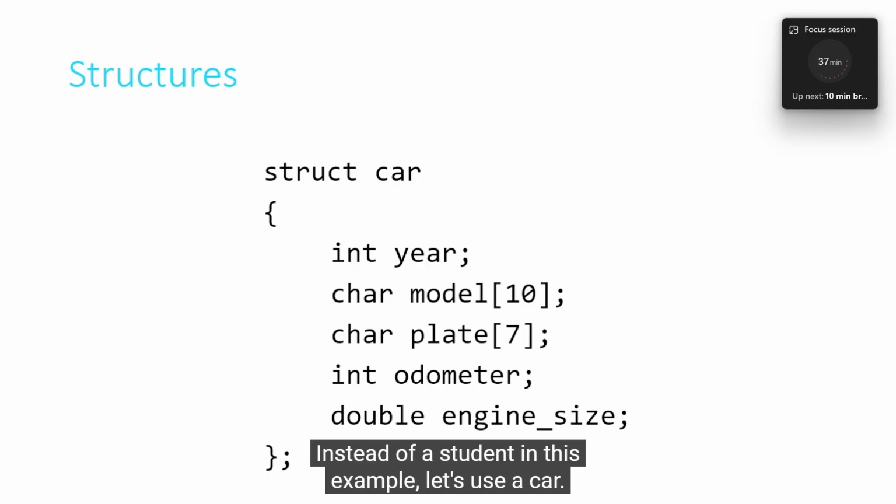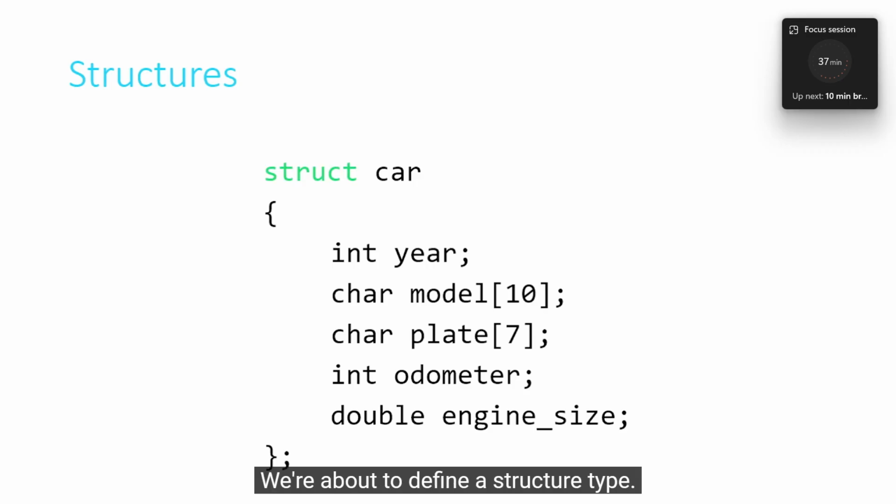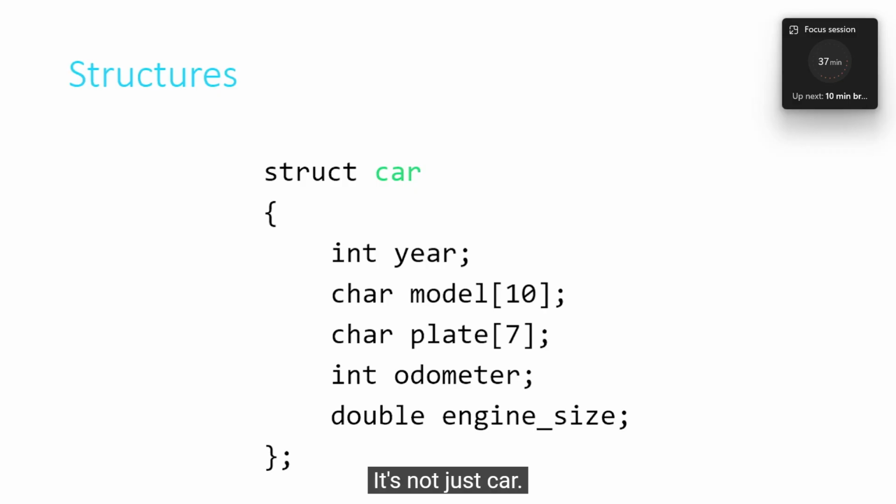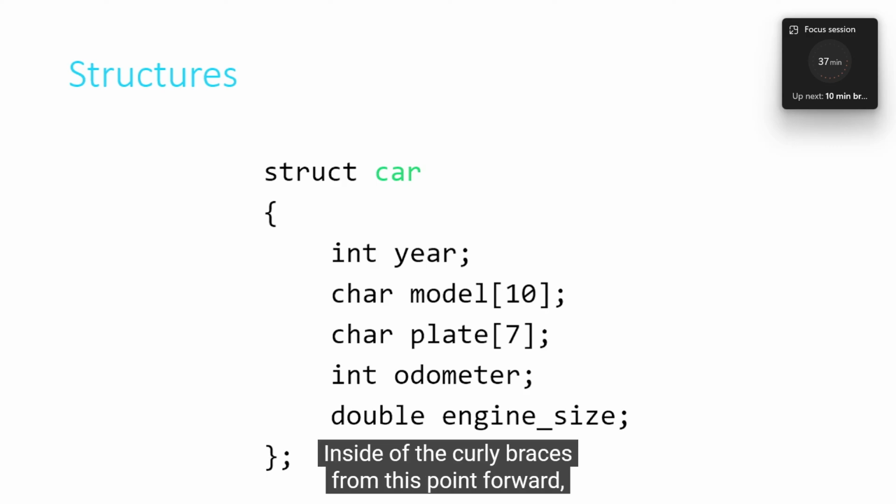Instead of a student in this example, let's use a car. We introduce the concept of a structure by saying struct. We're about to define a structure type. And in particular, we're going to define a struct car. And struct car actually now becomes our type name. It's not just car, it's struct car. Inside of the curly braces from this point forward, we can define all of the different variables that we want inside of our super variable.